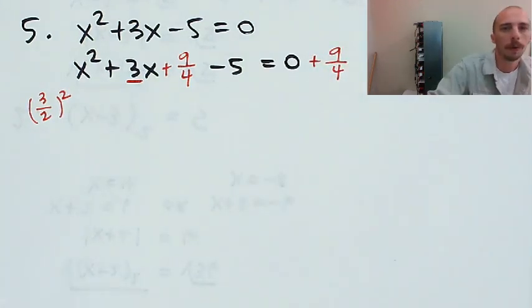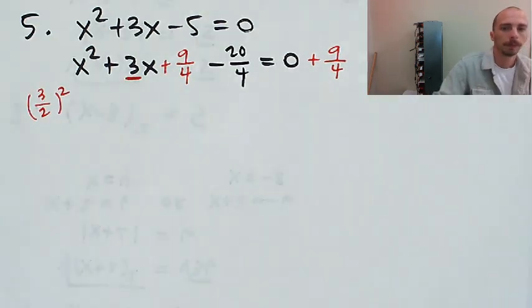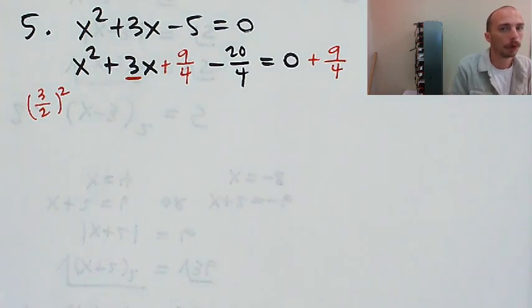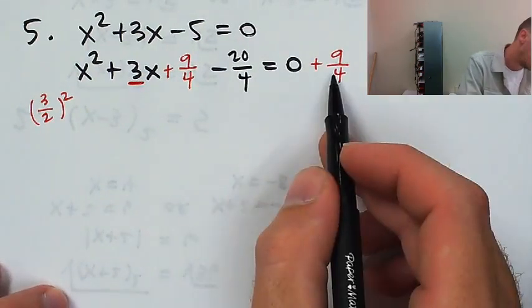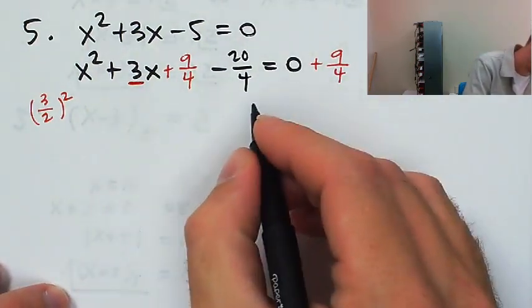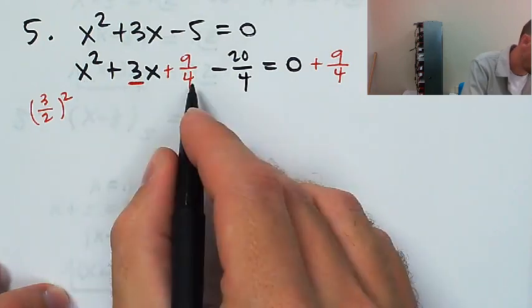Since I know I'm eventually going to have to add the 5 over to the other side, I might just rewrite it as 20 over 4, because I need a common denominator to add these things together. So I'm going to add the 20 over 4 to both sides. And I guess factor this thing.